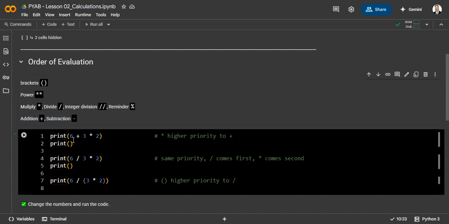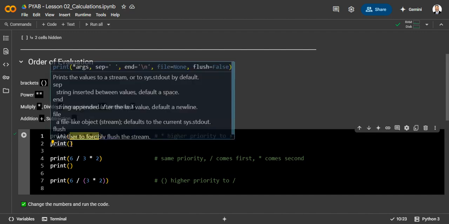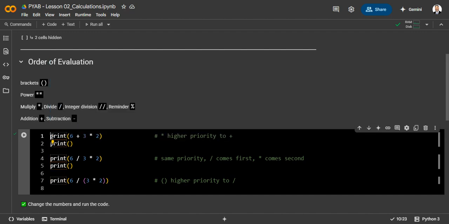For example, when I have here 6 plus 3 times 2. Over here I have a plus as well as a times. So naturally times will be done first. By looking at it, times will be done first compared to plus. So 3 times 2 would be 6 and 6 plus 6 would be 12. The answer for this line would be 12.